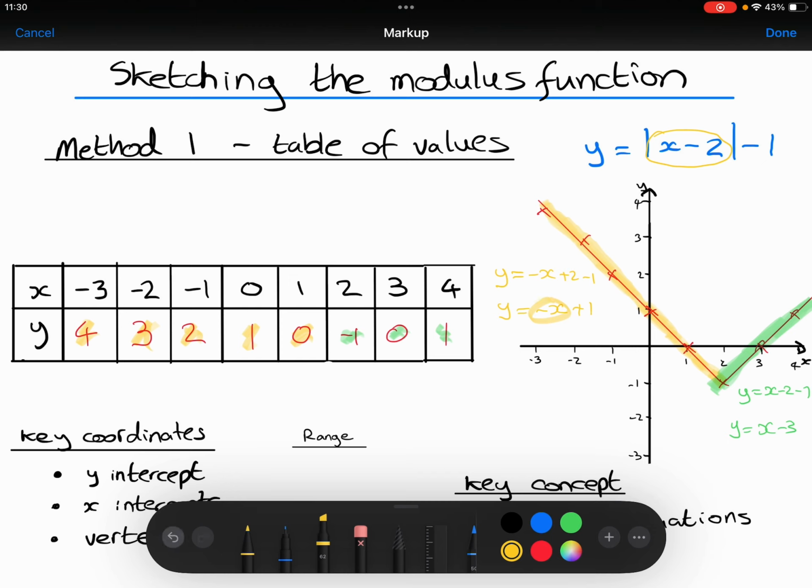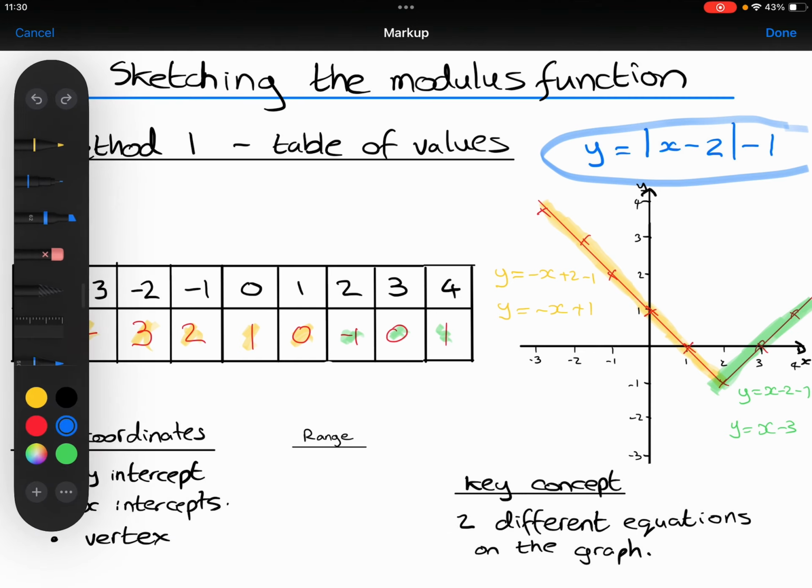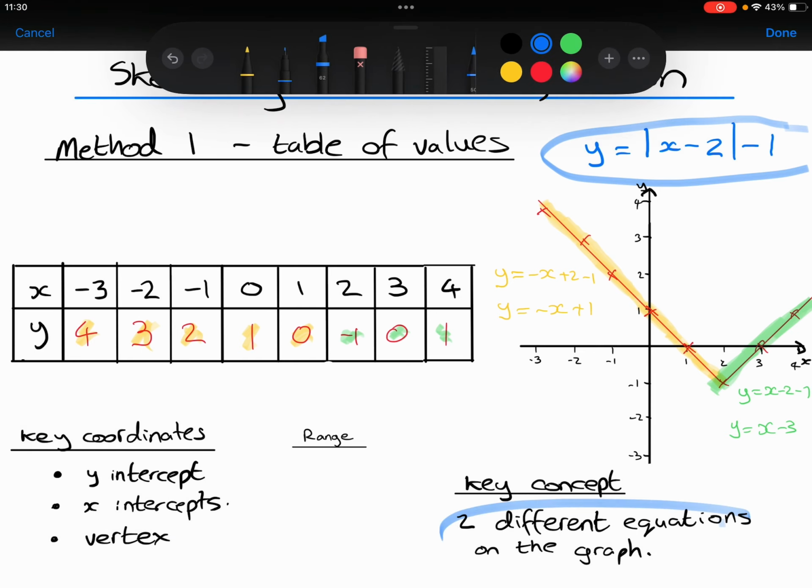So sometimes it can be very useful, especially when we're solving equations in the next video, to think of the modulus graph as two separate equations. This where we have a negative gradient, and this where we have a positive gradient. So that's a key concept here, the fact that we have two different equations on the graph.